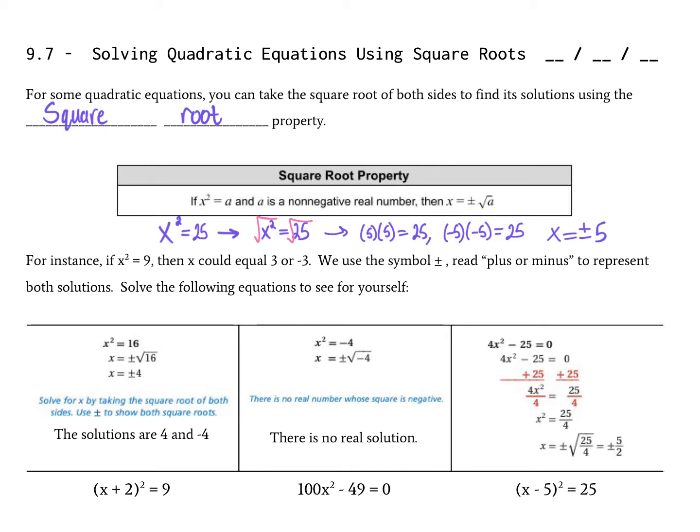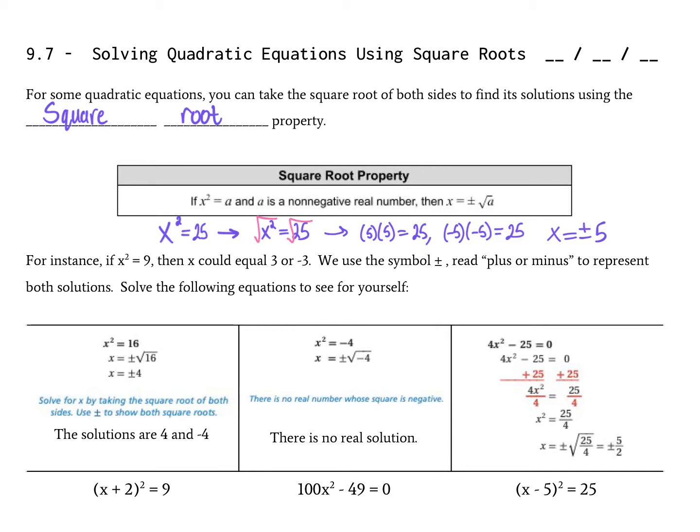What our square root property is saying is that if x squared equals a, where a is a positive number, then the values of x are either the positive or negative value of the square root of a. An example is if I have x squared equals 25, and I want to get x by itself, so I need to get rid of that square. That's where I take the square root of both sides.